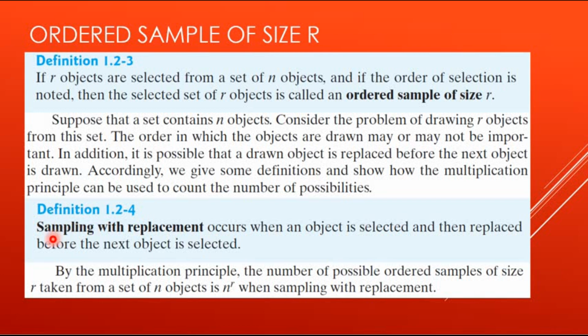Definition: sampling with replacement occurs when an object is selected and then replaced before the next object is selected. By the multiplication principle, the number of possible ordered samples of size r taken from a set of n objects is n to the power r when sampling with replacement.